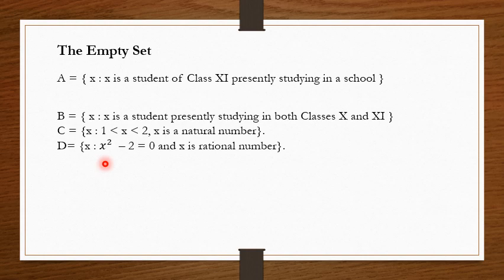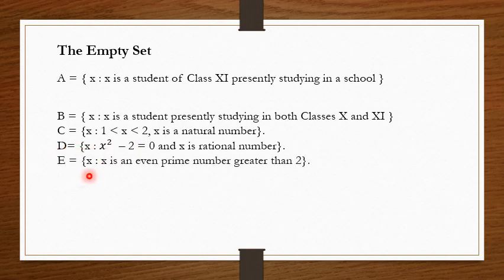Similarly, D: the set of all x such that x² - 2 = 0 and x is a rational number. That is, x is a solution of this quadratic equation and x should be a rational number. What are the solutions of x² - 2 = 0? x = ±√2. But √2 is not a rational number. That is, there exists no rational number which is a solution of this quadratic equation. So, D contains no elements.